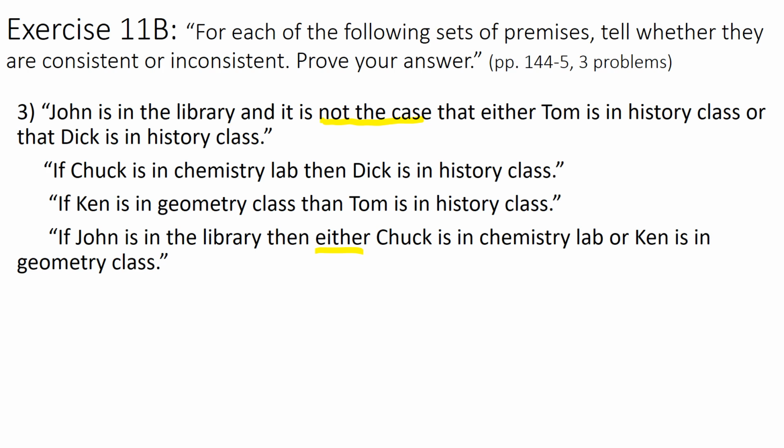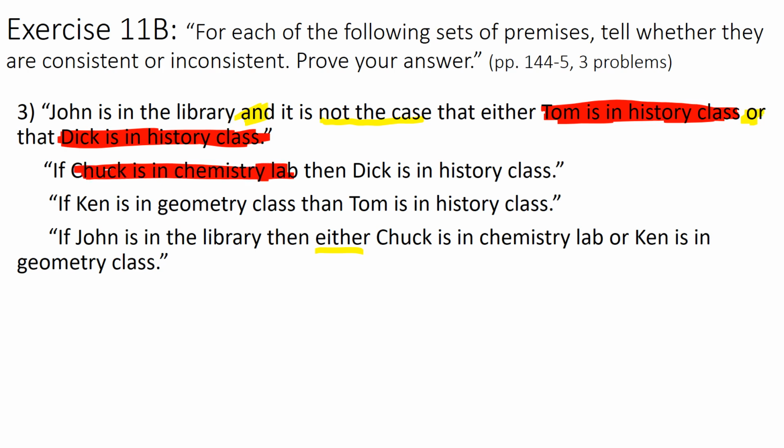But notice that in the first premise, overall we have a conjunction, and one of its conjuncts is a negation of a disjunction. So really, if you think about it and just apply De Morgan's law, it follows that according to the first premise, it is not the case that Tom is in history class, and it is not the case that Dick is in history class. Now it follows that if Dick is not in history class, then it is not the case that Chuck is in chemistry lab. We have a modus tollens situation.